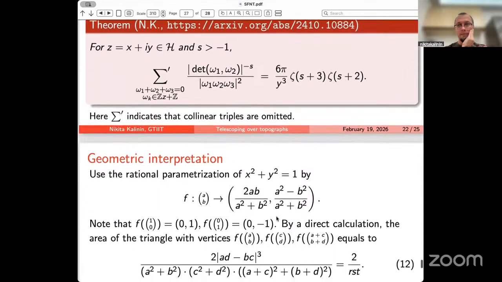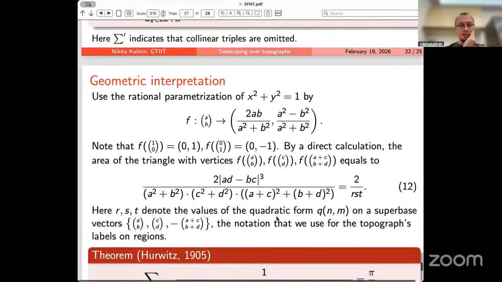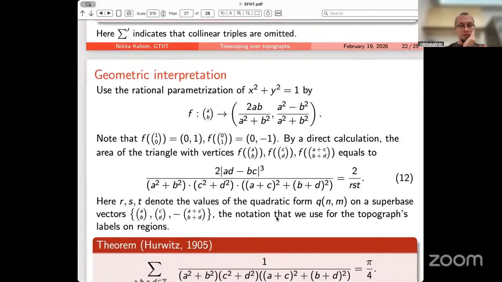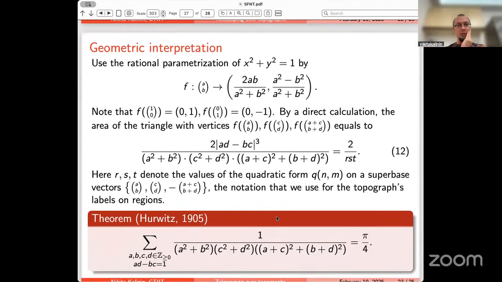Okay, and finally the last slide: there is actually a simple geometric interpretation of all this, which is contained in the paper of Hurwitz. Maybe a bit obscured, but it's actually this one. So let's prove this theorem of Hurwitz. So we have here A, B, C, D.